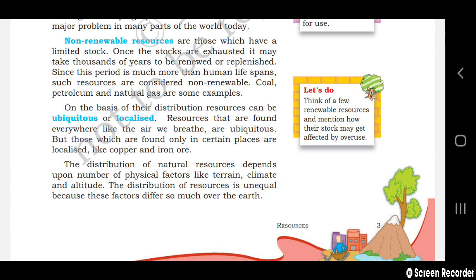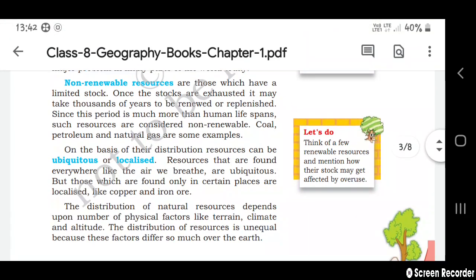Some of the resources that are non-renewable are coal, petroleum and natural gas. They are some of the examples of non-renewable resources.